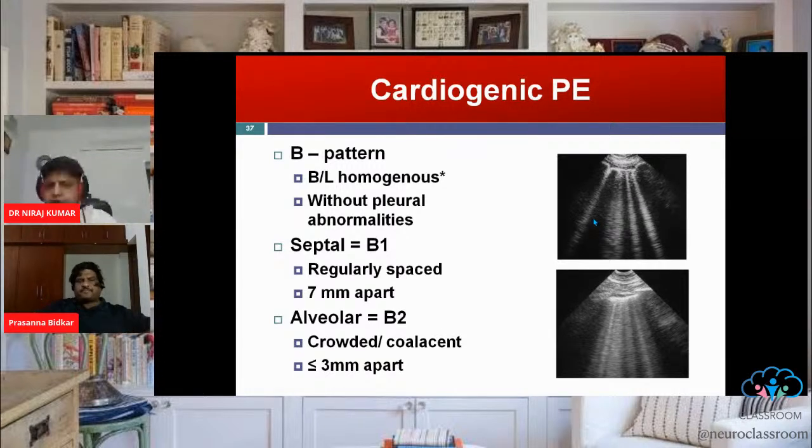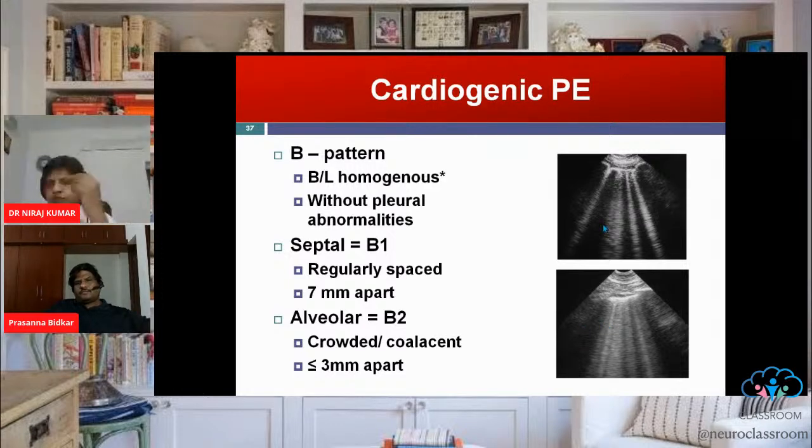In some literature, it has been mentioned that they are about 7 millimeters apart. But there is another situation in which the fluid starts accumulating in the alveoli. So they are crowded or fused together, also called coalescent.